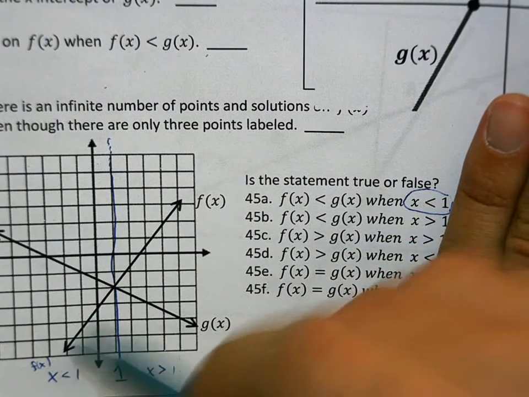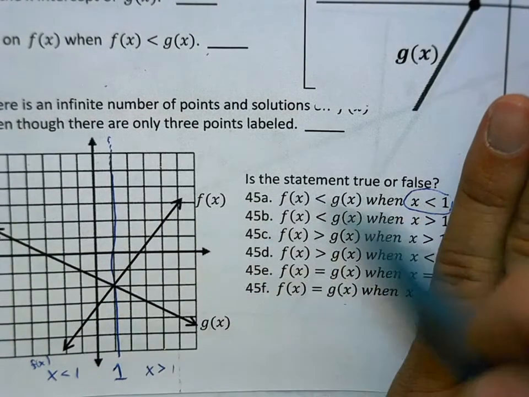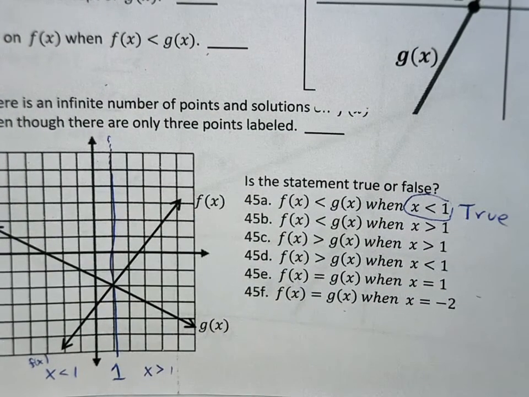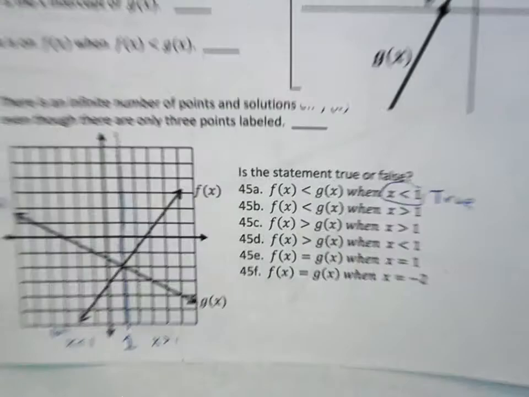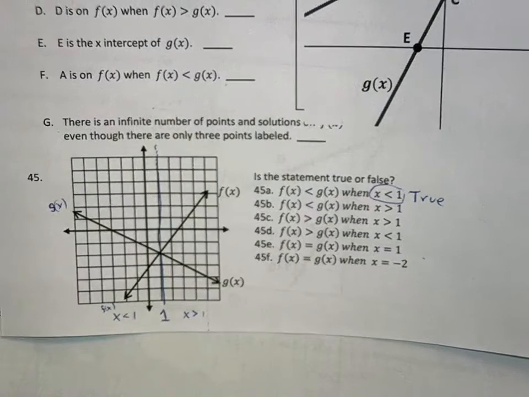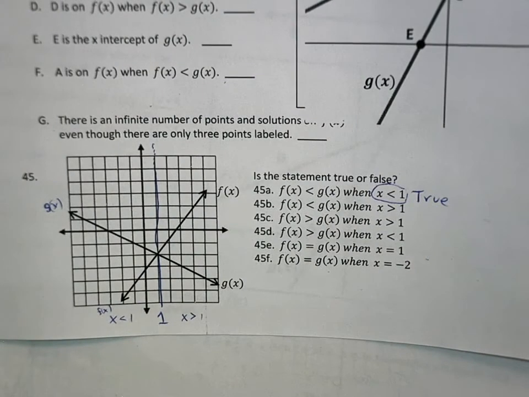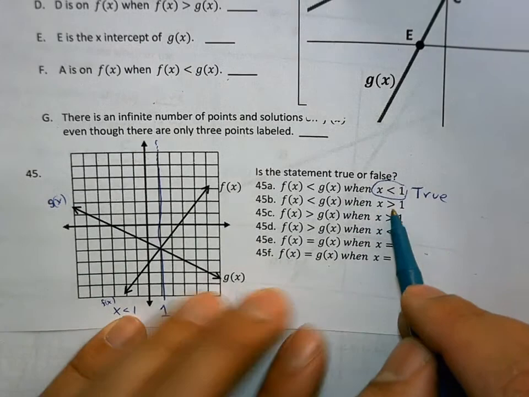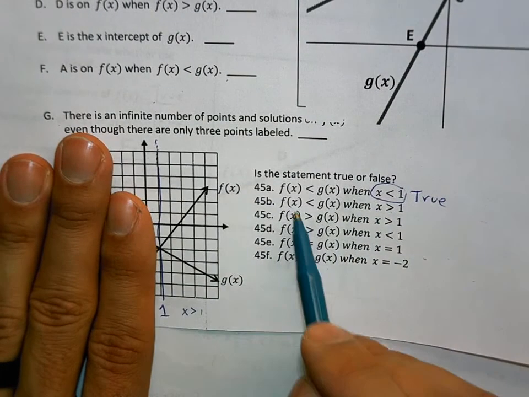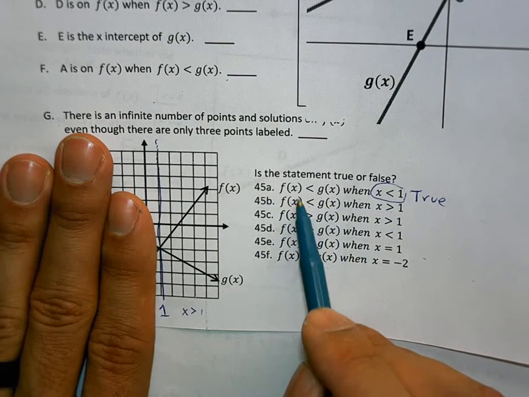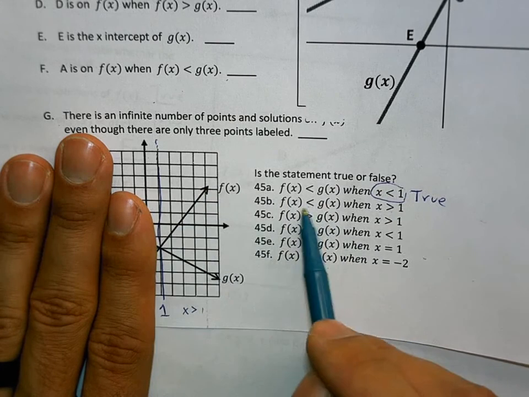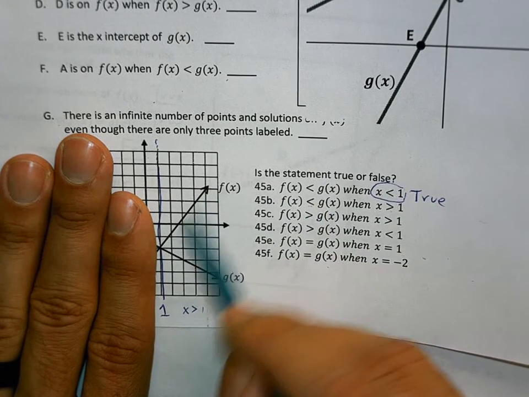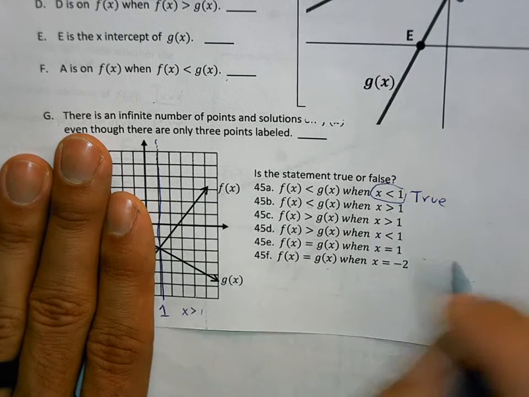Is this line less than this line? I'm getting true. I zoomed in way too much for that. Let me zoom out a little bit. When x is greater than 1, is f of x less than g of x? Are these points smaller, meaning lower or below these points? That's false.